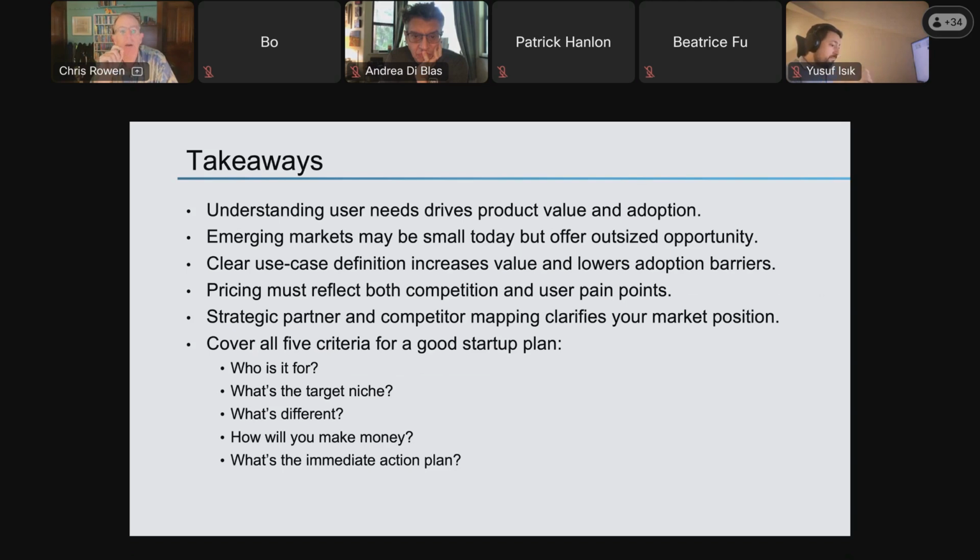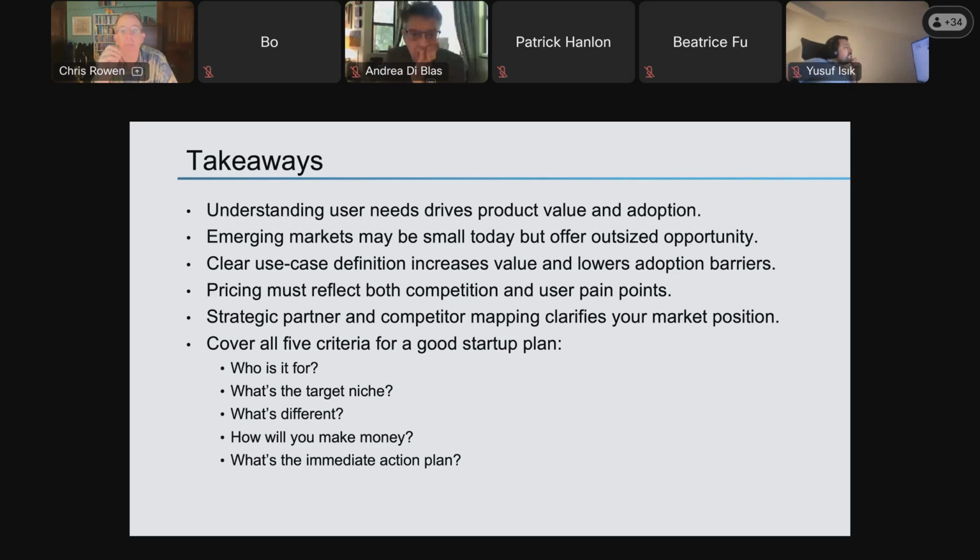You need to understand where changes are taking place, because emerging markets may be small enough today that only a startup would be interested in it. But if successful in the emerging market, you can grow with it and define a new segment that occurs. Being clear about the use case lowers adoption barriers, because you can target much more precisely the circumstances under which somebody would say, that's the perfect product for my problem.